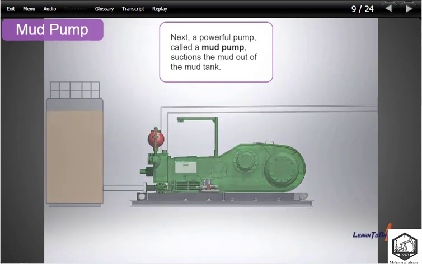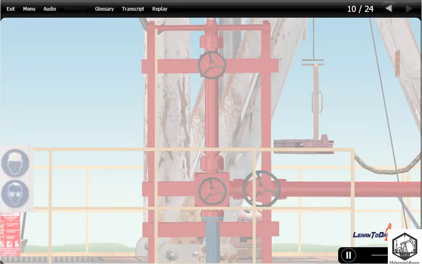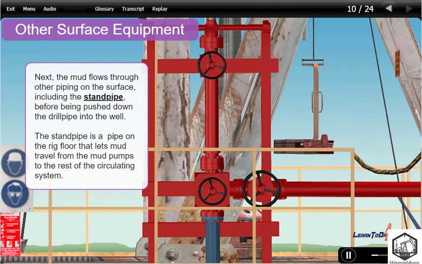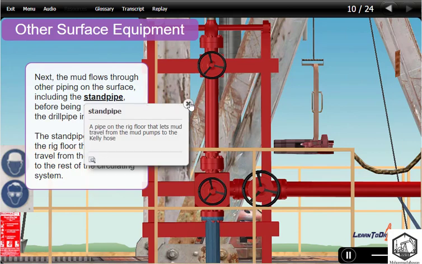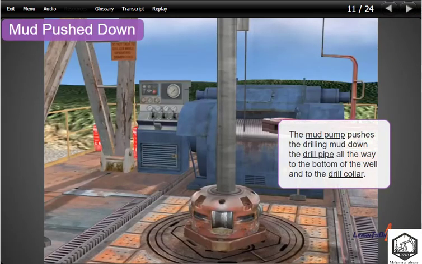Next, a powerful pump, called a mud pump, suctions the mud out of the mud tank. Next, the mud flows through other piping on the surface, including the standpipe, before being pushed down the drill pipe into the well. The standpipe is a pipe on the rig floor that lets mud travel from the mud pumps to the rest of the circulating system. The mud pump pushes the drilling mud down the drill pipe all the way to the bottom of the well and to the drill collar.